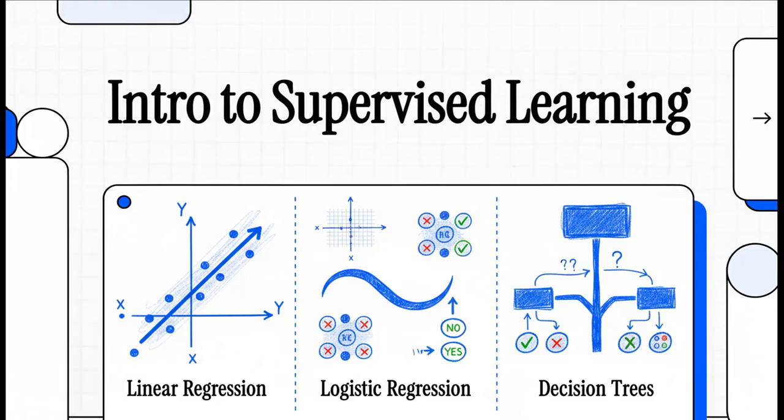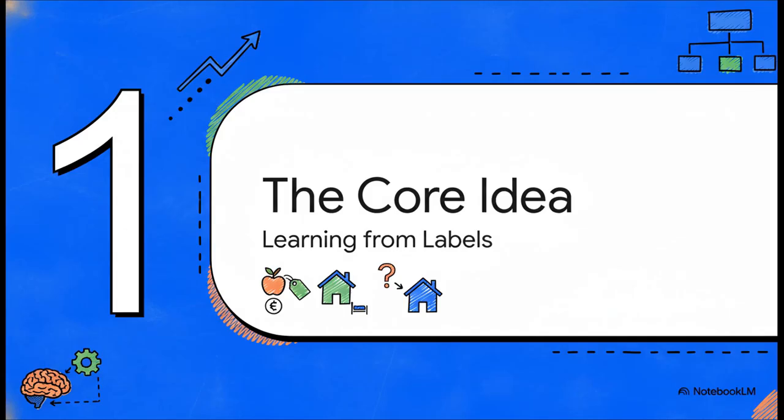Welcome! Today we're going to break down one of the most fundamental concepts in all of machine learning, supervised learning. We're going to see how we go from drawing simple lines all the way to building models that can make some pretty smart decisions. So, how does this all work? Well, the core idea is surprisingly intuitive. It all comes down to one thing: labels.